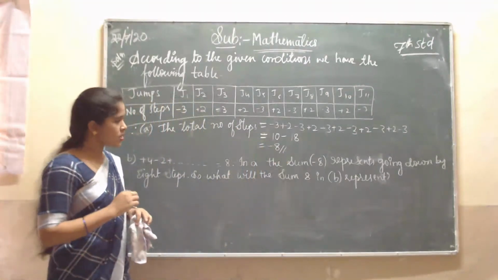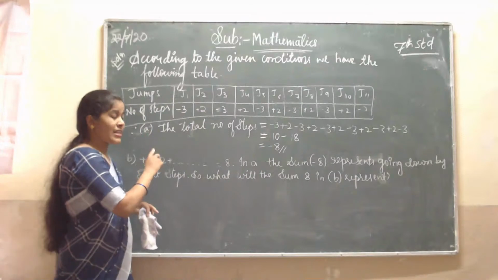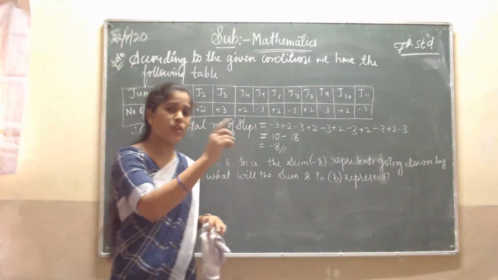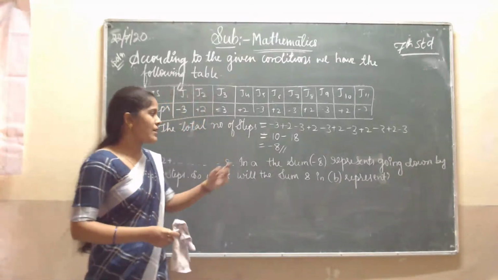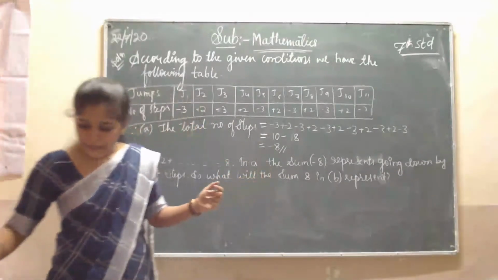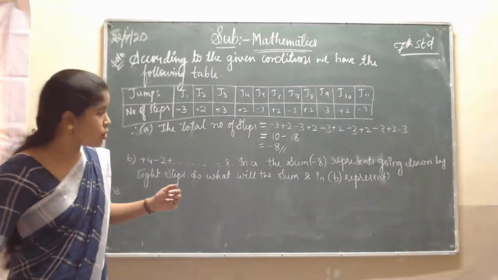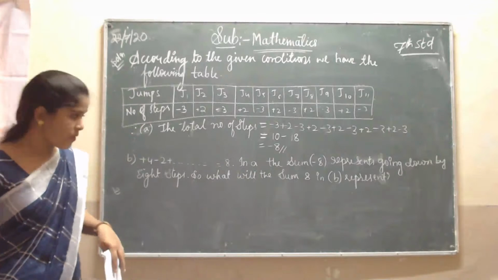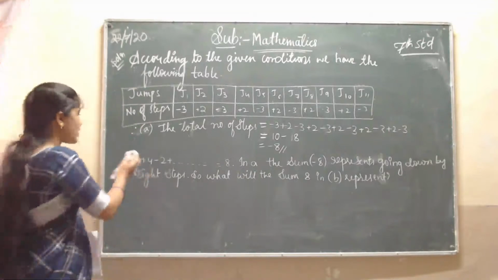Check the question. Yes, minus 3 plus 2 minus 3 plus 2 and so on equals minus 8. It represents that the monkey goes down by 8 steps.